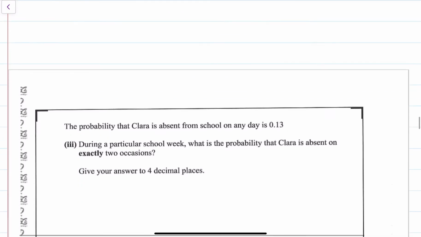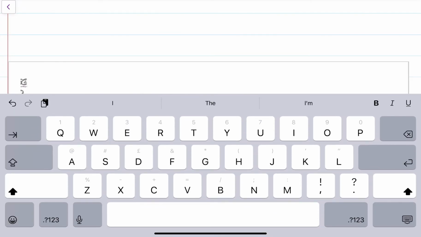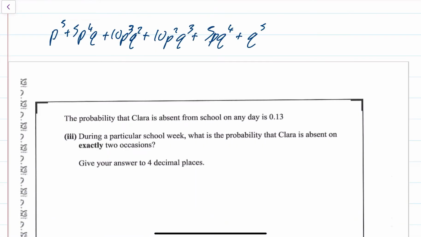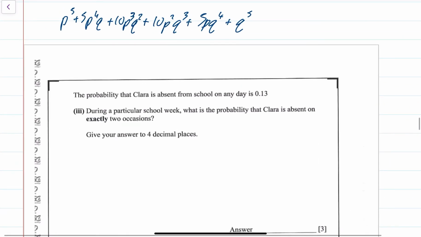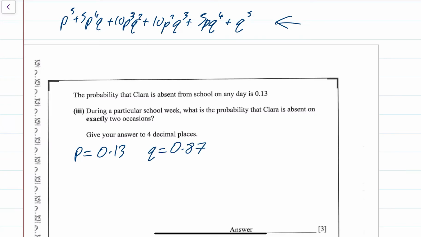Right, just so I can have this. Okay, right. We're going to use this again. It says the probability that Clara was absent from school on any day is 0.13 during a particular school week. Yep, school week, which is 5 days. What is the probability that Clara is absent on exactly 2 occasions? So really, we're using this because there's 5 days. Your probability of getting what you want, which is Clara being absent, is 0.13. So her not being absent is 0.87.